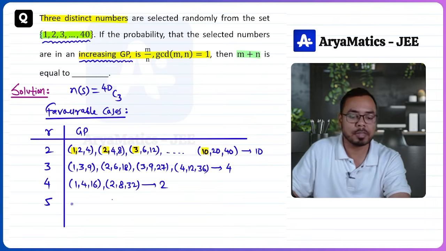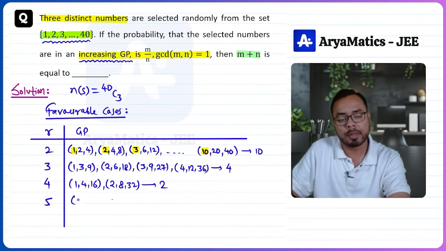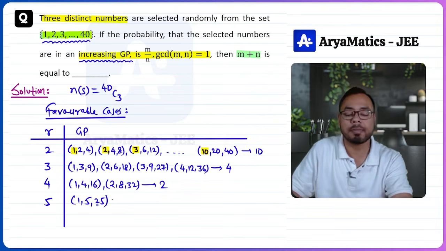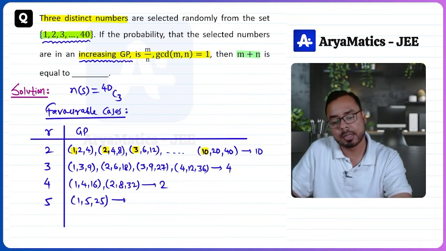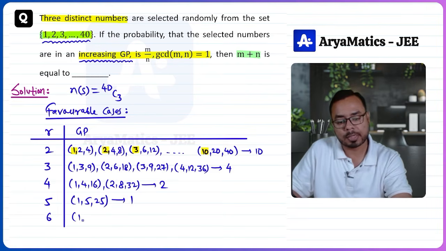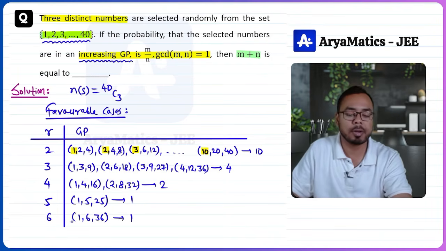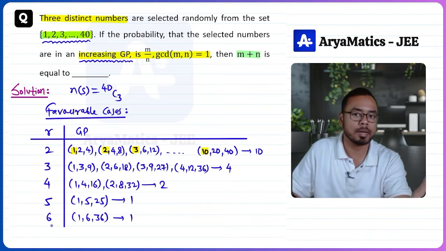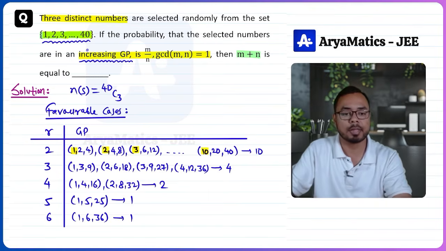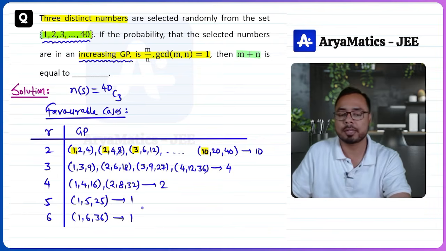Similarly, if I take common ratio 5, then for first term we can have 1, 5 and then 25, and the next one will be 2, 10 and 50. Now again 50 is not there in that set, so there is only one GP with common ratio 5. If I take common ratio 6, then we can have 1, 6, 36. Again there is only one GP with common ratio 6, and with 7 you can easily see that even if I take the first term as 1, the GP will be 1, 7 and then 49. Again 49 is bigger than this number. So these are all the different increasing GP.